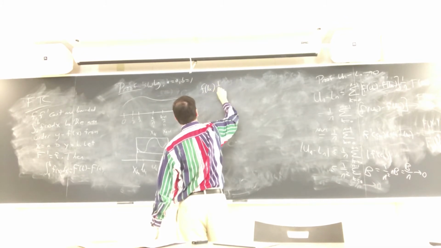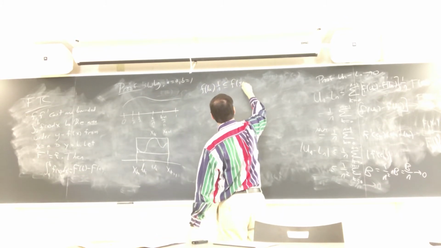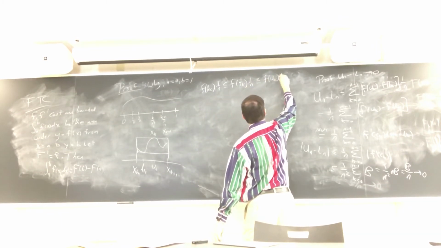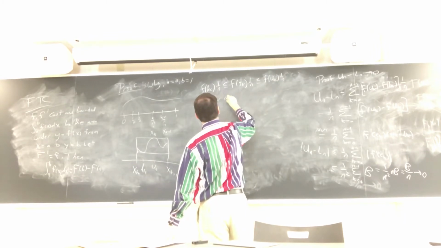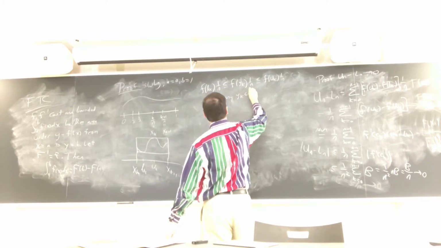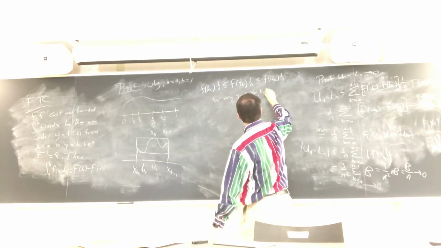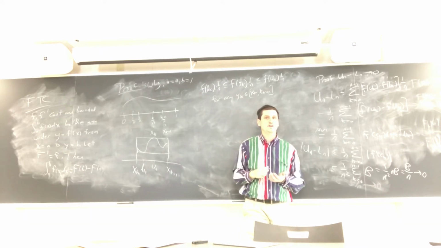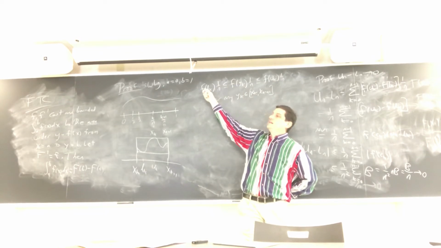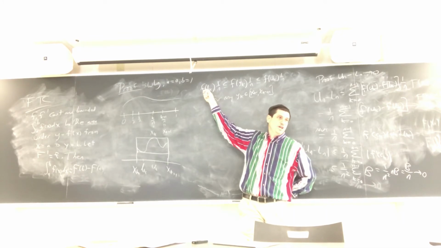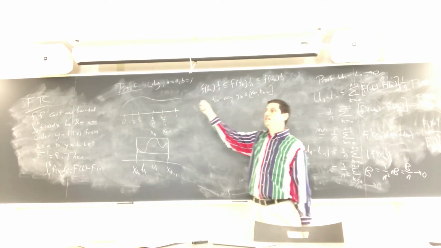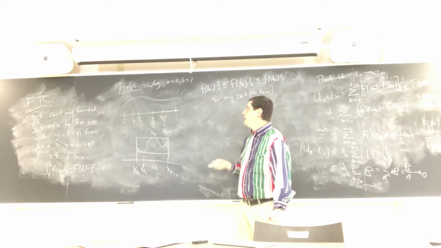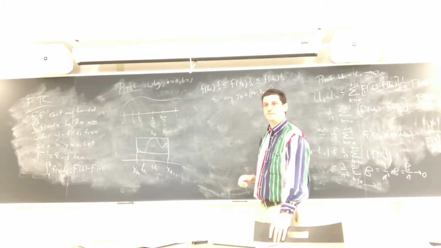Lk times 1 over n is less than or equal to f of yk times 1 over n is less than or equal to f of uk times 1 over n, for any yk in the interval xk to xk plus 1. The reason is that no matter what point you take, the value of f of yk can't be smaller than f of lk. Lk is where my function is smallest on the interval. And it can't be larger than f of uk. That's where my function is largest. So this has to live between these.